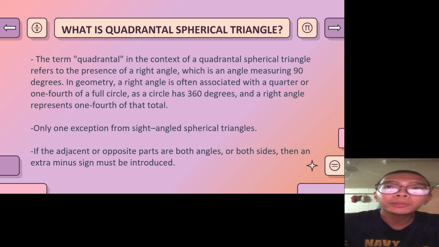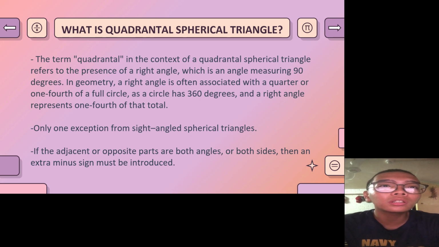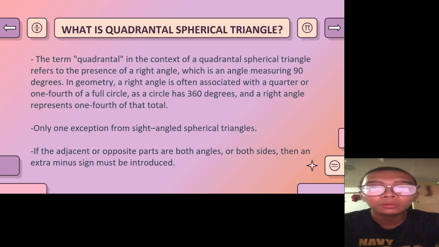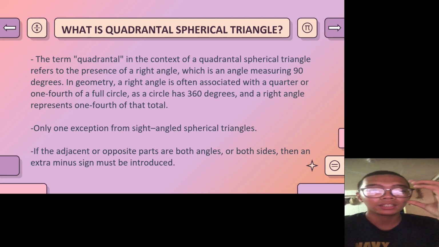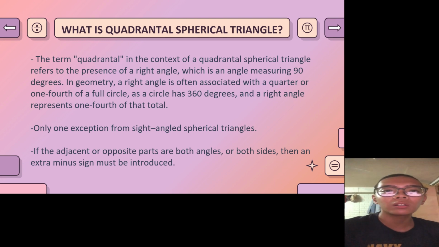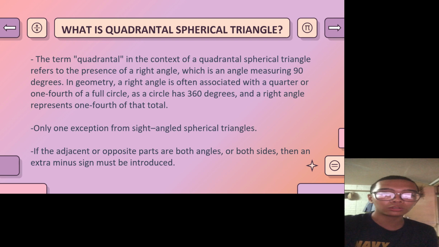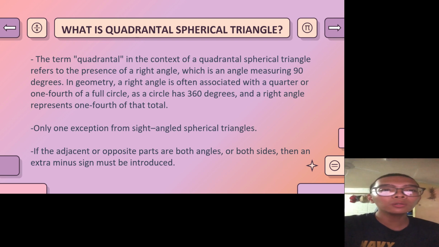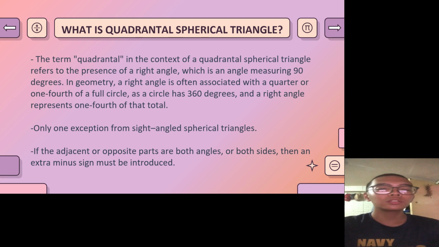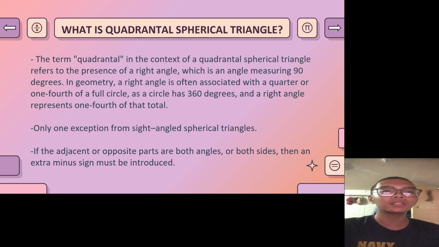So what is a quadrantal spherical triangle? The term quadrantal in the context of a quadrantal spherical triangle refers to the presence of a right angle, which is an angle measuring 90 degrees. In geometry, a right angle is often associated with a quarter or 1/4 of a full circle, as a circle has 360 degrees and a right angle represents 1/4 of the total. There is only one exception from side-angle spherical triangles: if the adjacent or opposite parts are both angles or both sides, then an extra minus sign must be introduced.